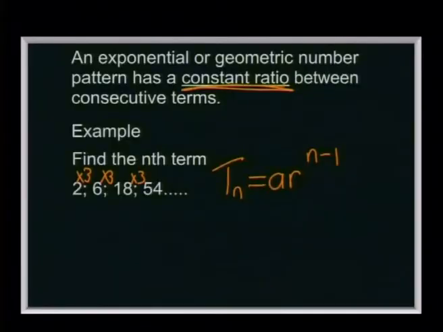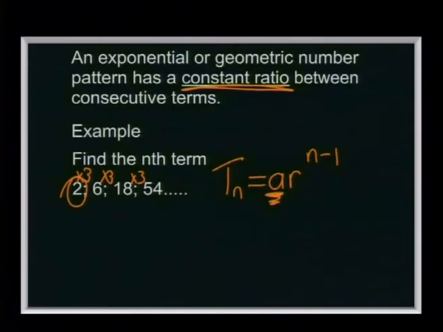Right. So quite predictably, as was the case with our linear or arithmetic patterns, the a is the first term. So the first term in this number pattern is 2. So we're going to say Tn is equal to 2. Then r stands for the common ratio. So that is, what do I need to multiply with to get from one term to the next? And this one's pretty straightforward. I am multiplying by 3.